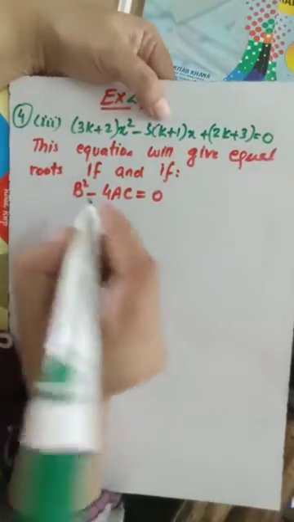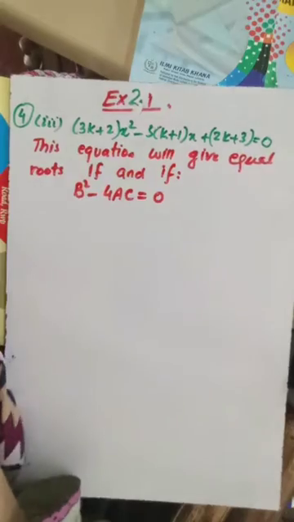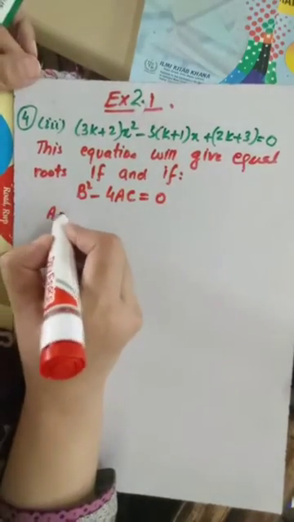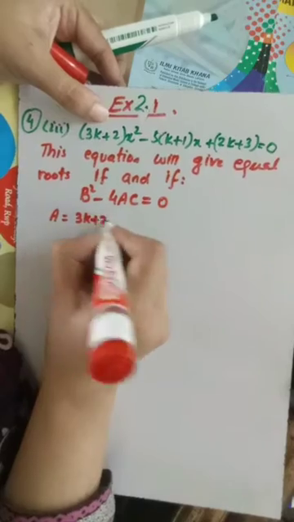So over here b is, as you may see, let me write it. a is the coefficient of x square. The coefficient of x square is 3k plus 2.